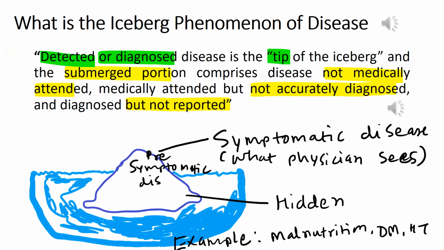What is the iceberg phenomenon of disease? Detected or diagnosed disease is the tip of the iceberg, and the submerged portion comprises disease not medically attended but not accurately diagnosed, and diagnosed but not reported.